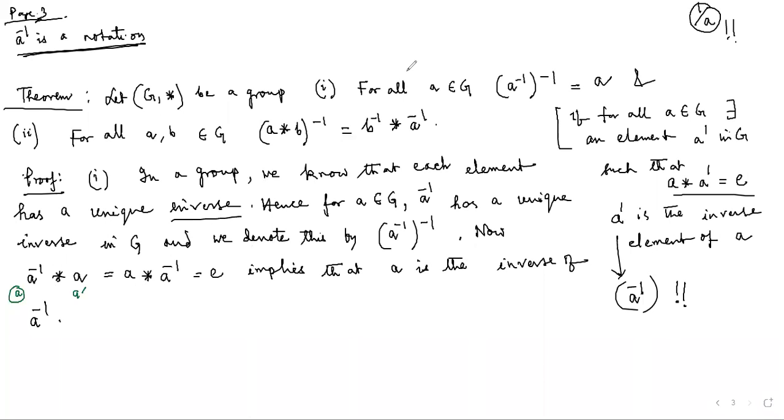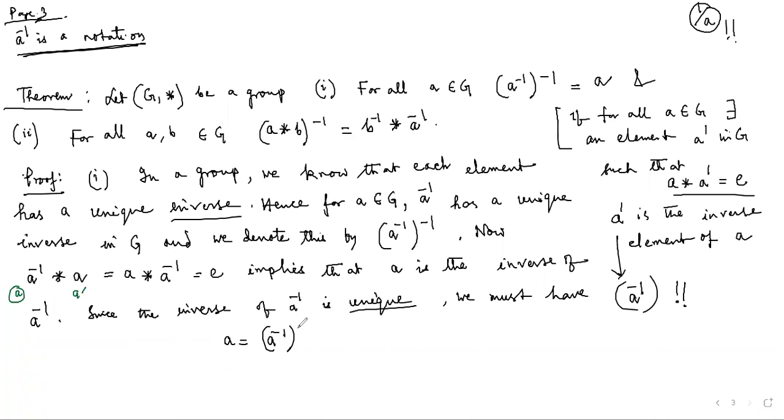And since the inverse of A inverse is unique, which comes by the property, we must have A equal to A inverse inverse, which proves my first result.